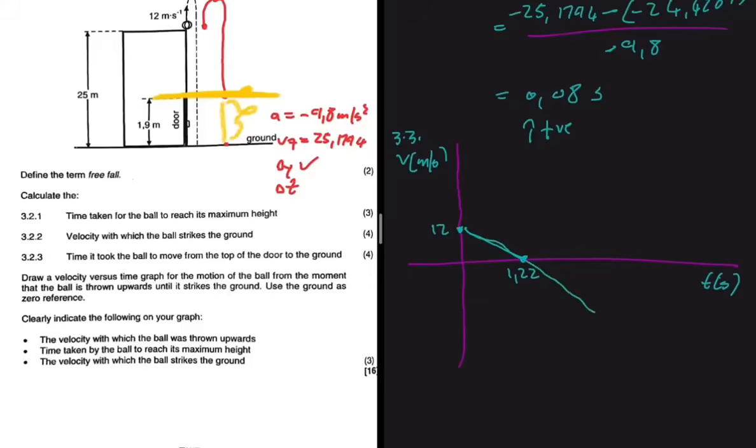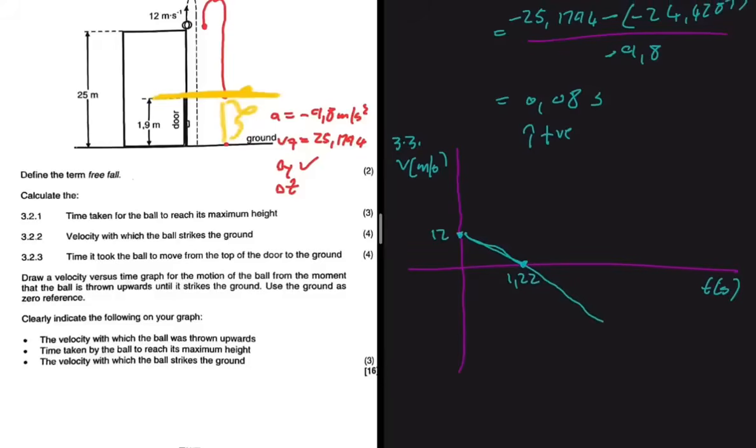So we have a straight line going there until we reach a velocity of 25.1794, right? With a negative value. So we have minus 25.1794, right? That is the velocity at which we strike the ground, right? And yeah, I think this should be it.